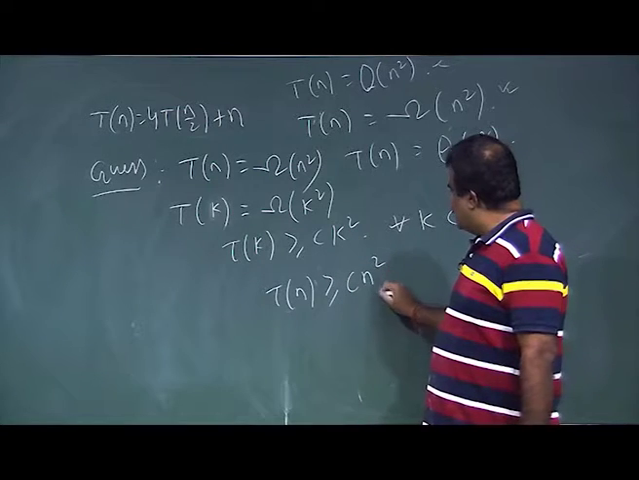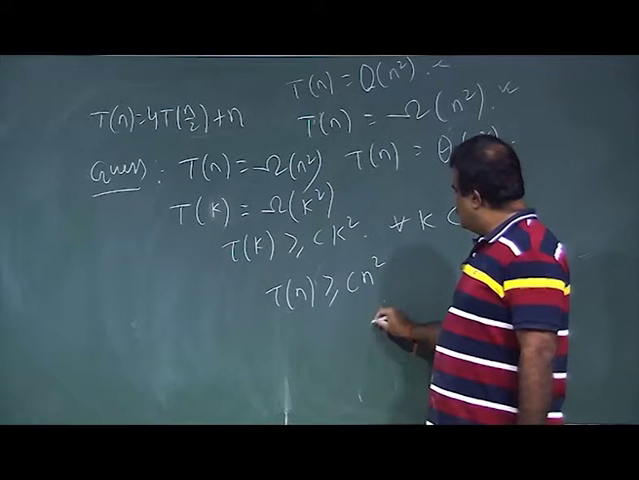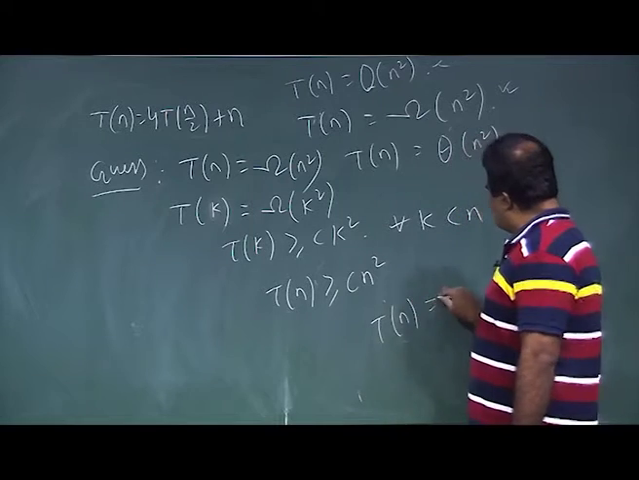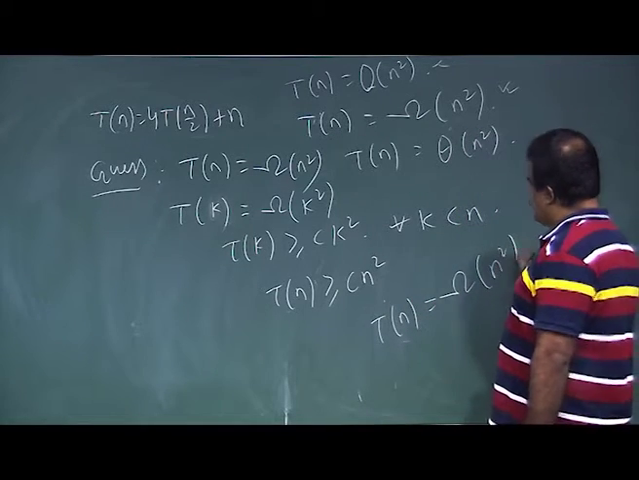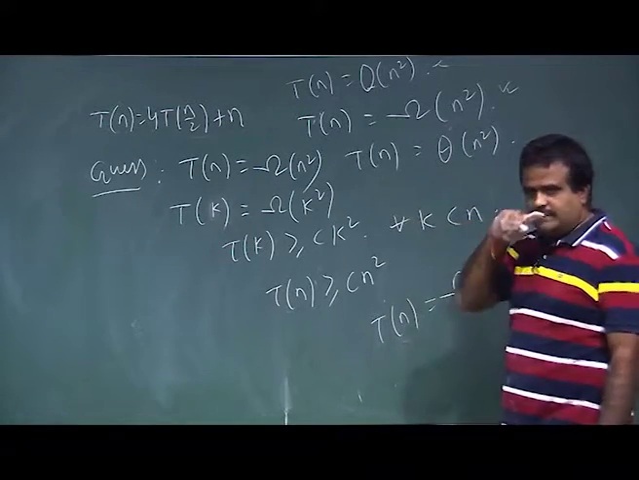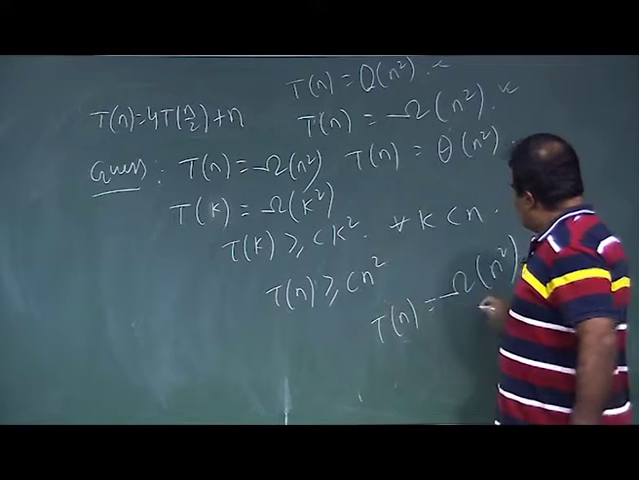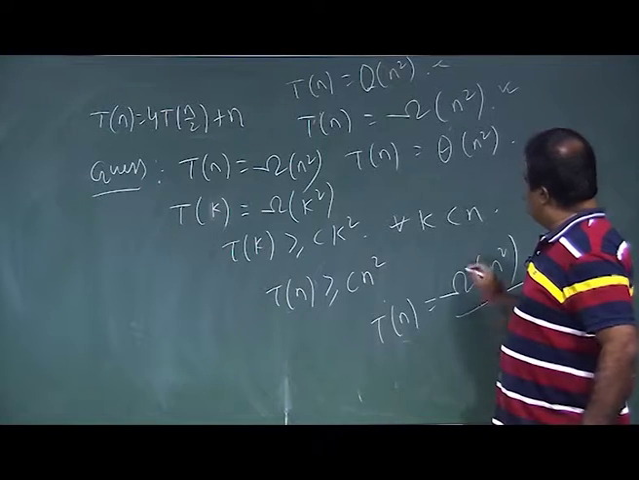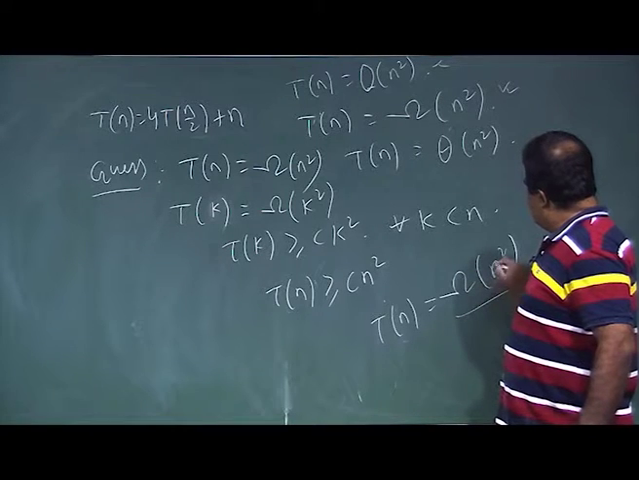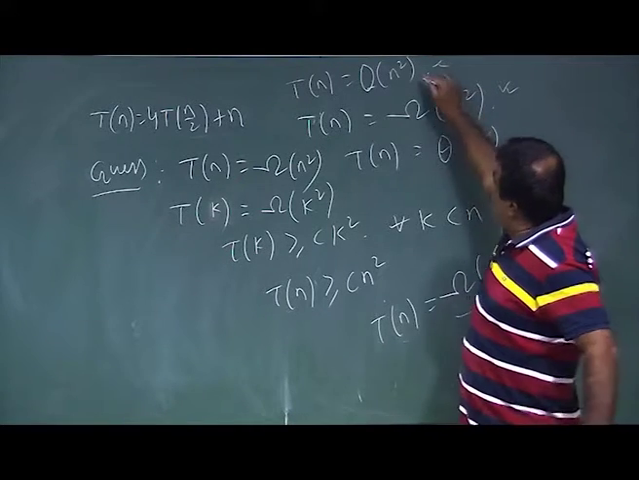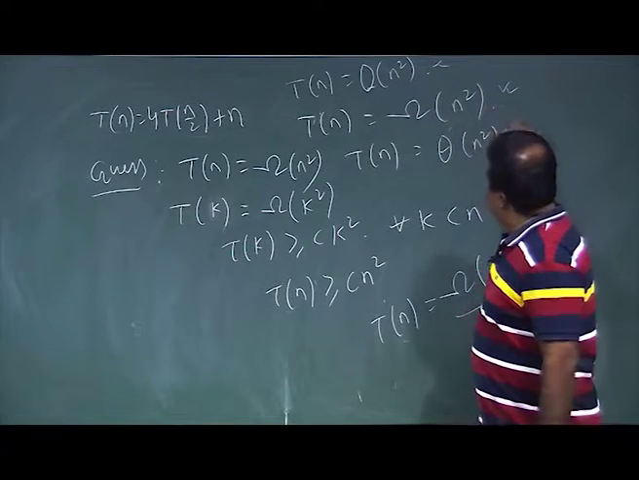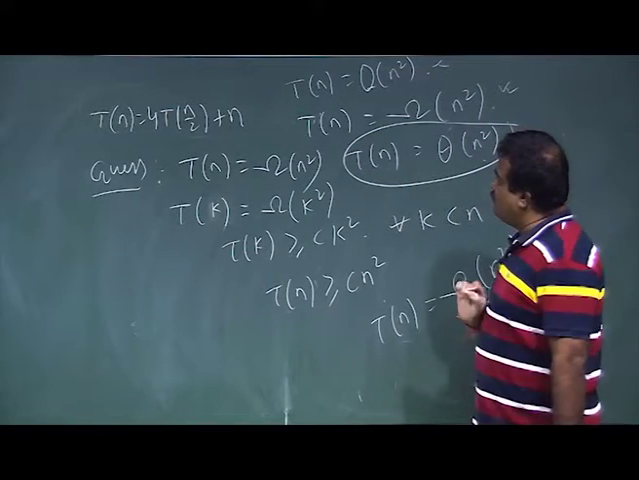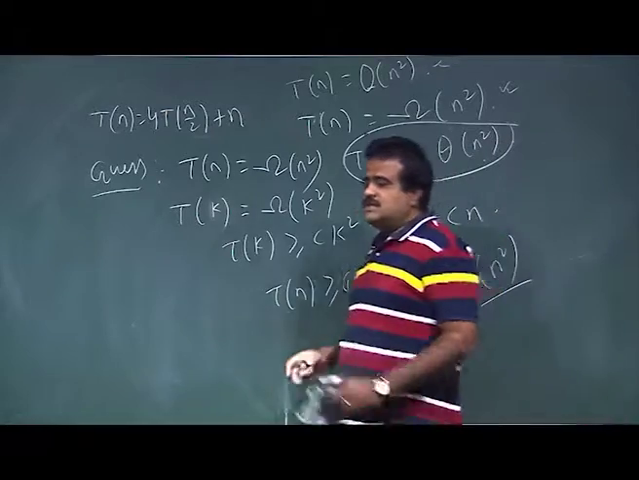So, this way we continue and we can easily prove that T n is big omega of n square. I am leaving this as an exercise; just complete it. Once we achieve this is big omega of n square, and we have seen this is big O of n square, both give the solution as big theta of n square. So, this is the substitution method.